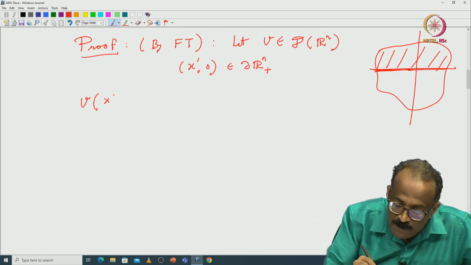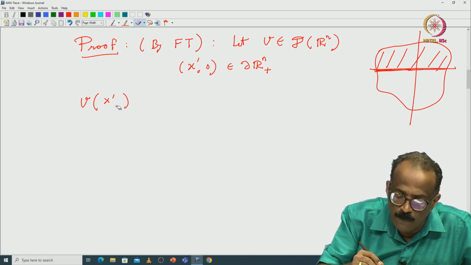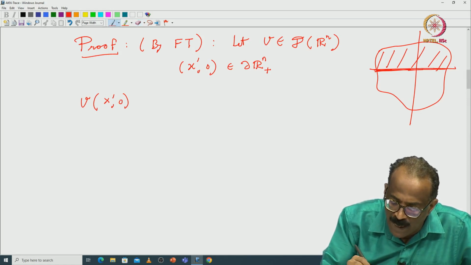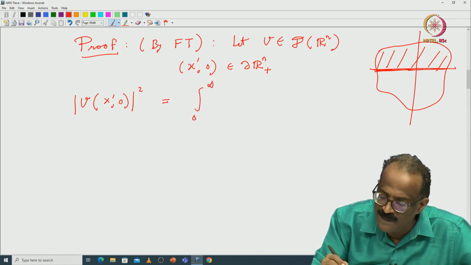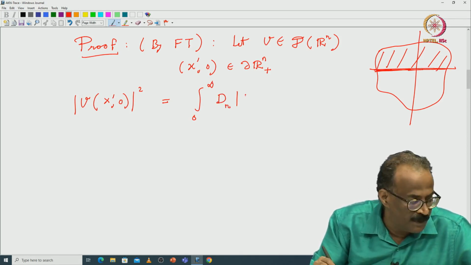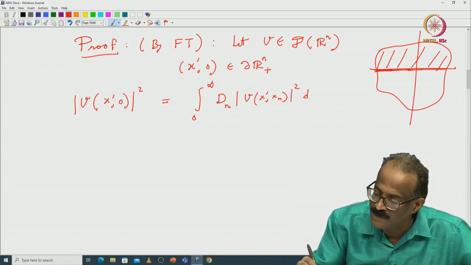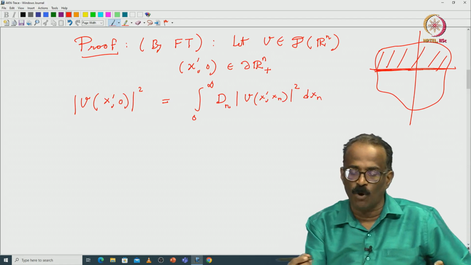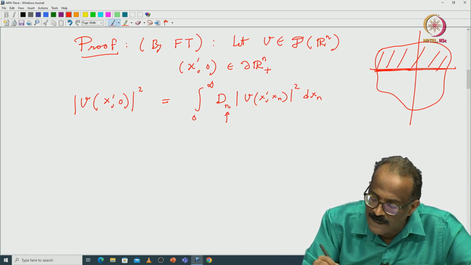So, V of x prime 0, I write it in the square form, it does not matter. Otherwise also you can do that. This will be integral 0 to infinity. This is a standard trick, dn means the nth derivative. Okay, V of x prime xn squared, dxn. Okay, that is it, because V has compact support, at infinity it does not contribute, and at 0 this is nothing but d by dxn.